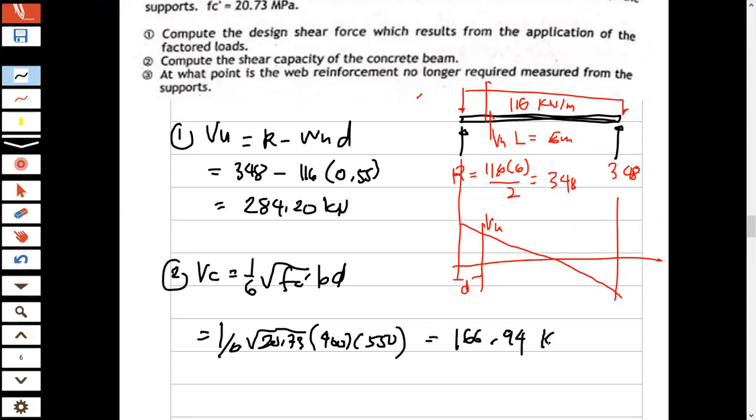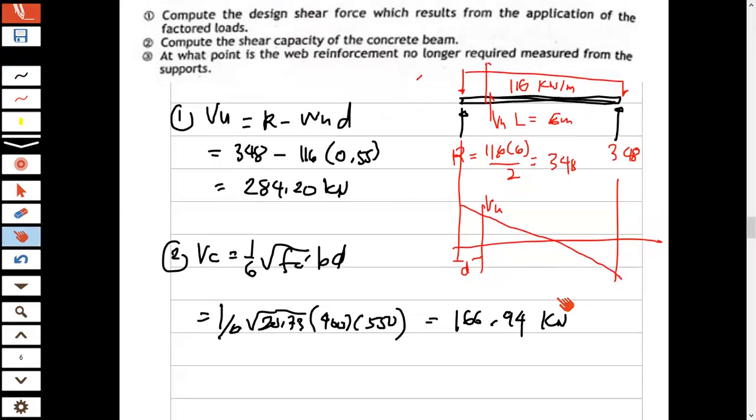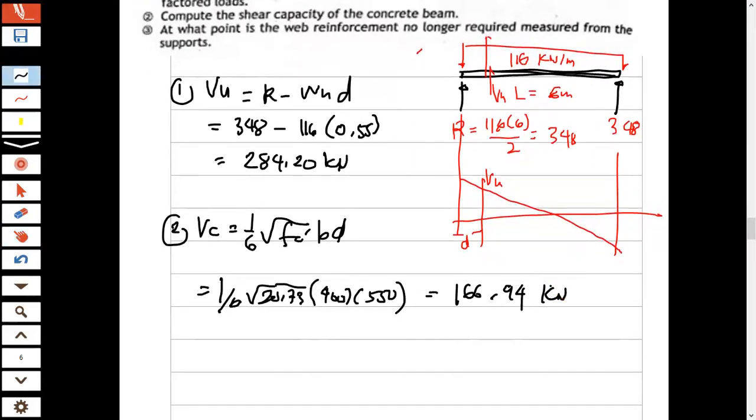94 kilonewton. Okay? What point is the web reinforcement no longer required measured from the supports? Asan yung what point? Ito yan eh. Mula dito. Ano yung distance na yan? This one is, ito yung VC over 2. Ano? We have this one, okay, which is 348.